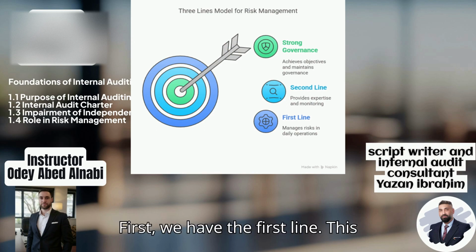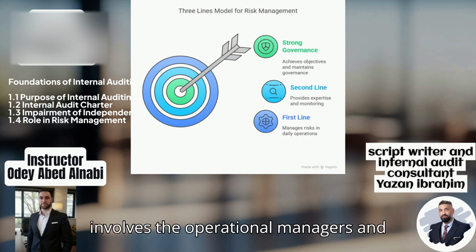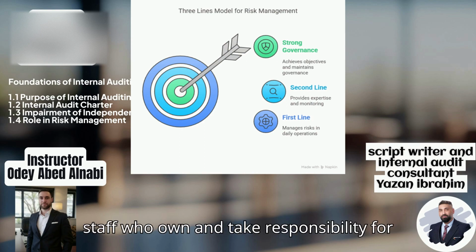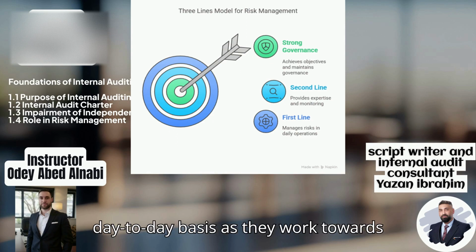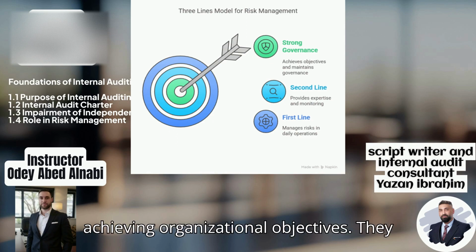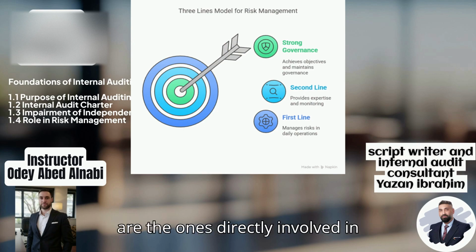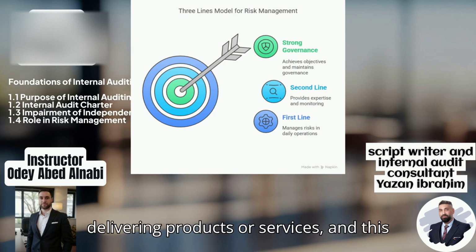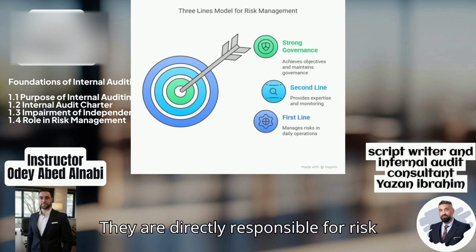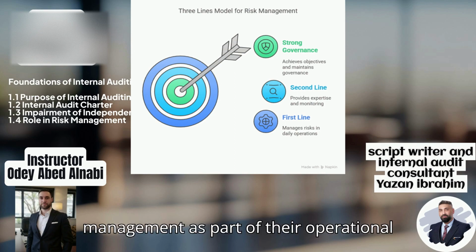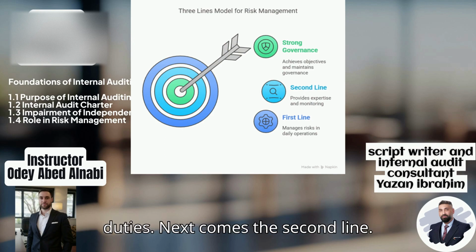First, we have the first line. This involves the operational managers and staff who own and take responsibility for assessing and managing risks on a day-to-day basis as they work towards achieving organizational objectives. They are the ones directly involved in delivering products or services, and this includes supporting functions like HR. They are directly responsible for risk management as part of their operational duties.